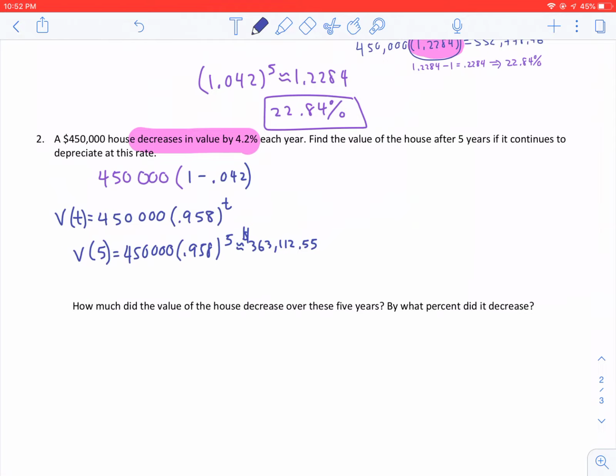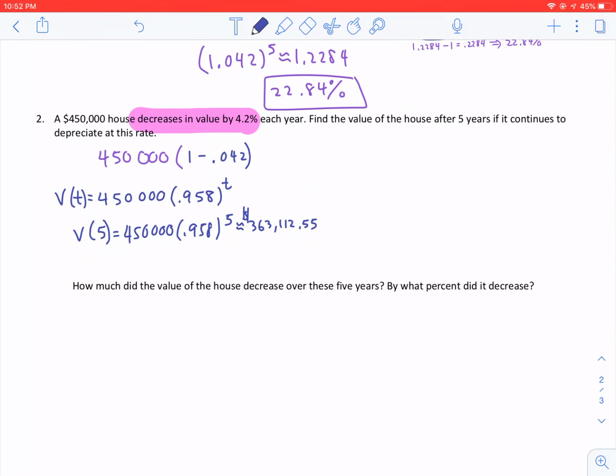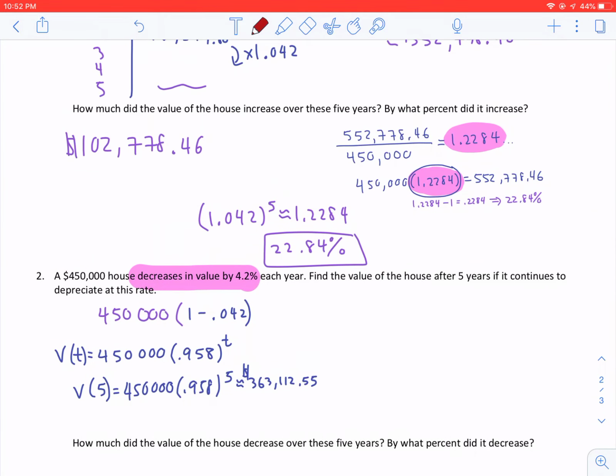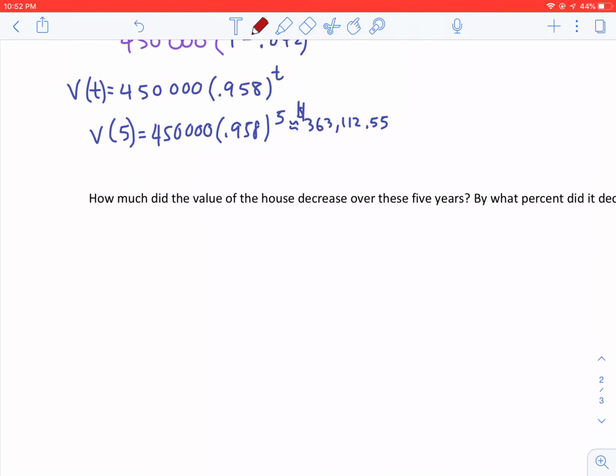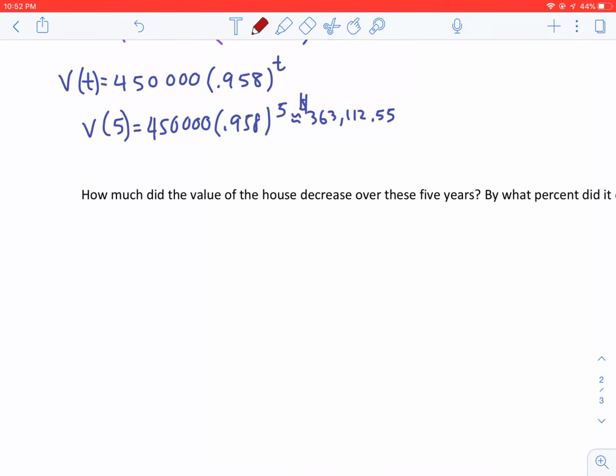Right, so how much did the value of the house decrease over these 5 years? Well, we know it increased by that amount. How much did it decrease by? Well, if you do 450,000 minus 363,000, whatever, you get, let's do it, 450,000 minus that. It decreased by 86,888.45.